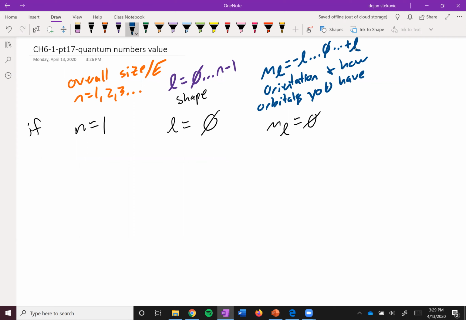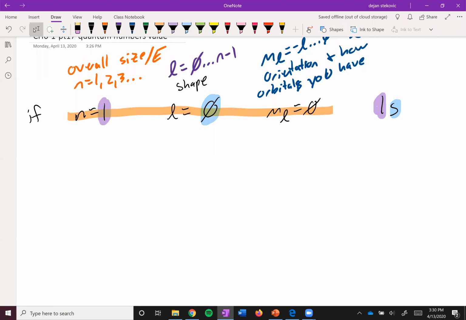So there's only ever one s orbital, 3 p orbitals, 5 d orbitals, 7 f orbitals. So overall, all of these numbers summed together, we could say that this is a 1s orbital. The 1 comes from n equaling 1. The s comes from this L equals 0, so it's the letter designation of this. So if n equals 1, you can only have a 1s orbital. There's nothing else that you can have.